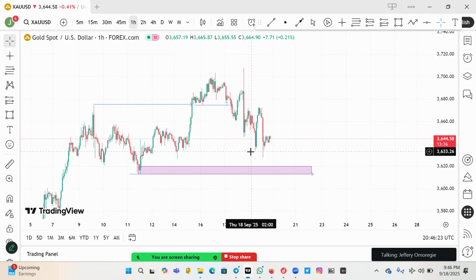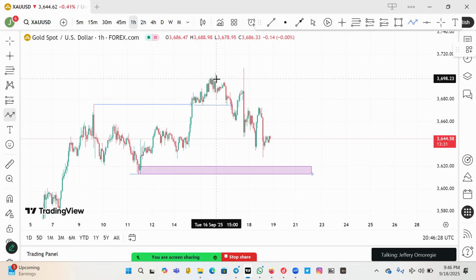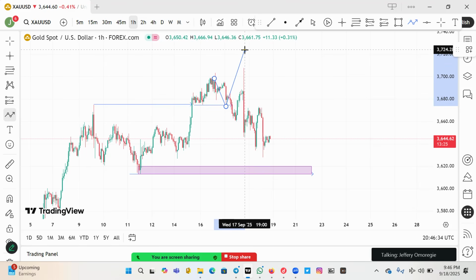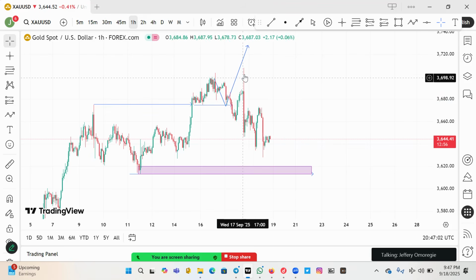What do I mean? Now, continuation order flow states that the market can get to your inducement and continue its buy to the upside. Remember, I told you guys that you should trade in line with the direction of the market. Now, continuation order flow says that the market can get to your disruption and continue the upward trend. This is continuation order flow.